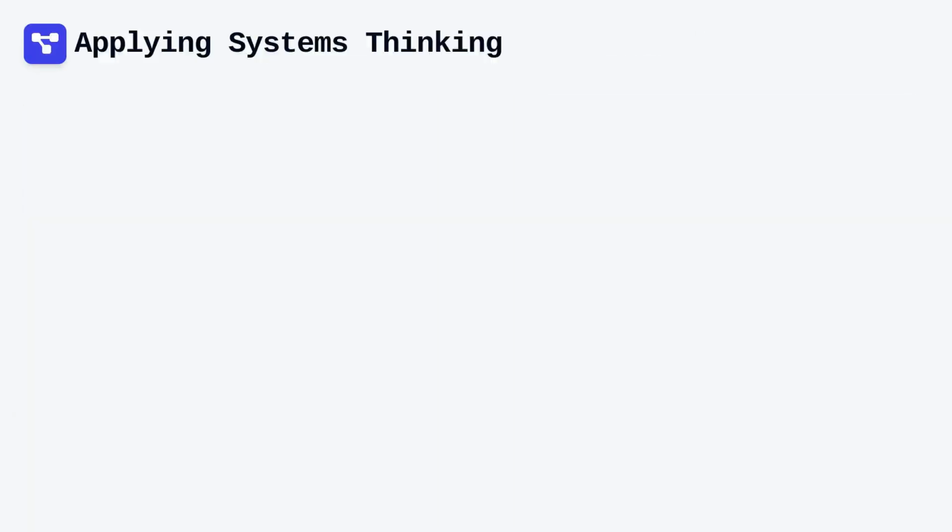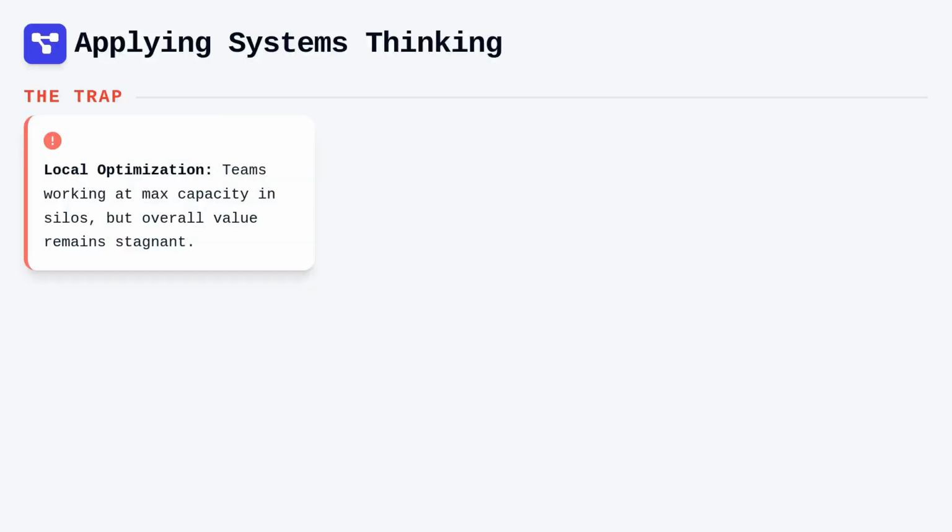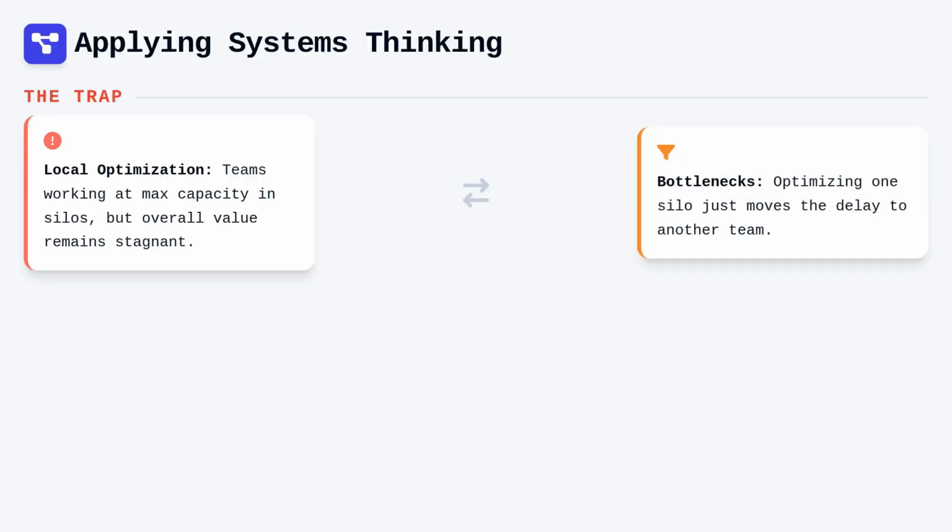The second principle is to apply systems thinking to the organization, the product, and the process. Many organizations fall into the trap of local optimization, where individual departments or teams work at maximum capacity, yet the overall value stream remains stagnant. If you optimize a single silo, you often create bottlenecks elsewhere, moving the delay from one team to another without improving the end-to-end delivery speed.